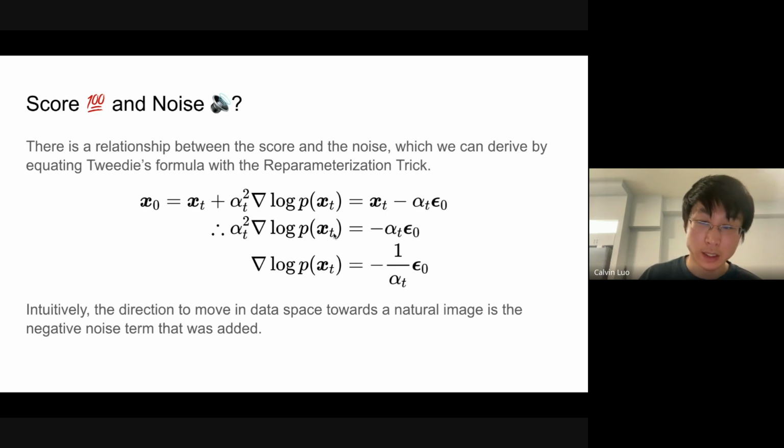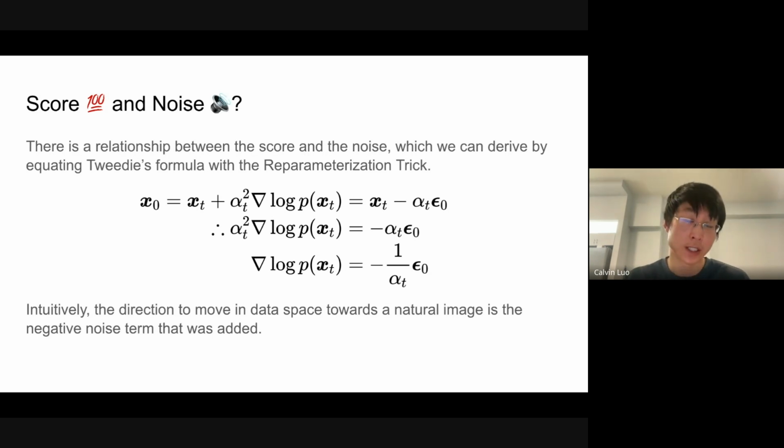And we can cancel out the xt's from both sides and then divide by this alpha t squared. And we can say that the score is actually equal to a negative scaled version of the source noise. And why does that make sense? Well, the score tells us how we should update noisy image xt to have higher likelihood. In other words, we want to update xt so that it becomes more likely, it becomes a cleaner image, because clean images have high likelihood.